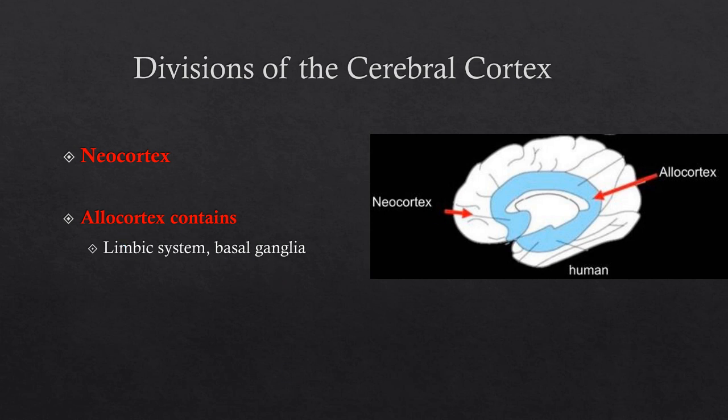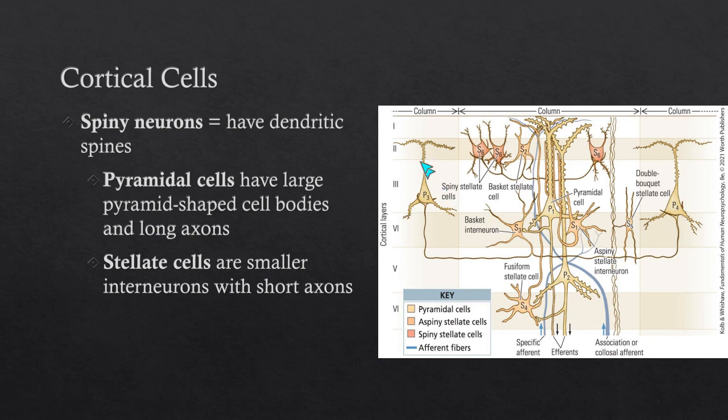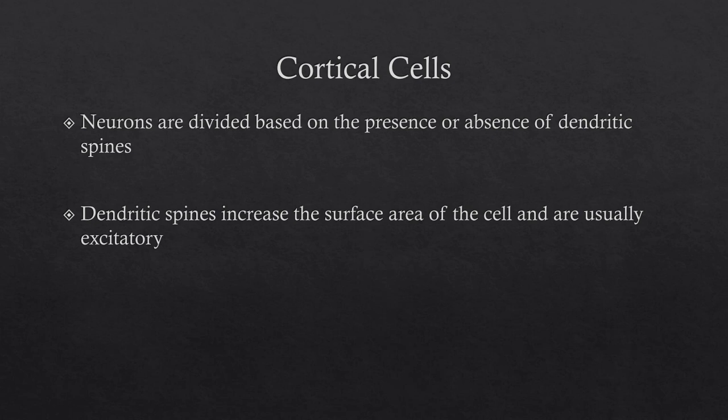So let's look at the neocortex. Cells in the cortex are divided in a variety of different ways, with different labels, names and structures, but basically the two broad divisions of cortical cells are based on the presence or absence of dendritic spines. Let me flip ahead and I'll show you. If you look at this right here, these are spines on a dendrite. Before we move to that, let's flip back. So cells are divided based on the presence or absence of dendritic spines.